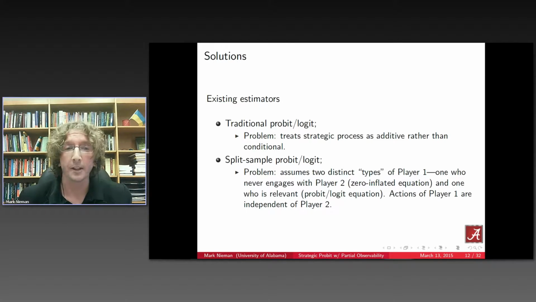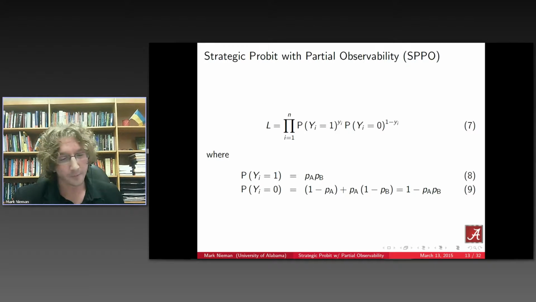Now the problem with the split sample models is that they're not actually strategic, and that the actions of player 1 are independent of player 2. They're not conditioned in any way. Essentially, that second equation is just a traditional probit or logit that is treating the regressors in an additive manner rather than conditional.